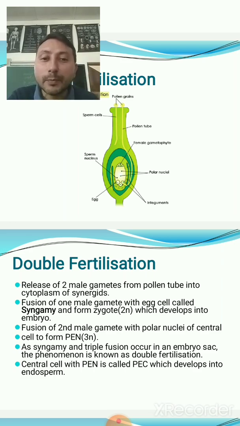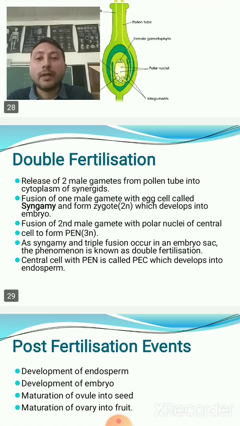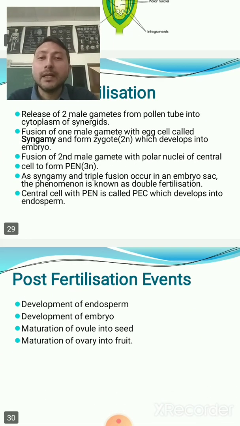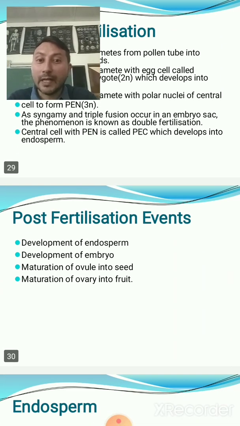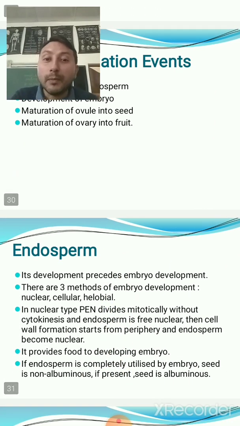As syngamy and triple fusion occur in the embryo sac, the phenomenon is called double fertilization. So fertilization in plants is called double fertilization. So you know the process, why it is called double fertilization. Then we have post-fertilization events. So endosperm development precedes the embryo development.